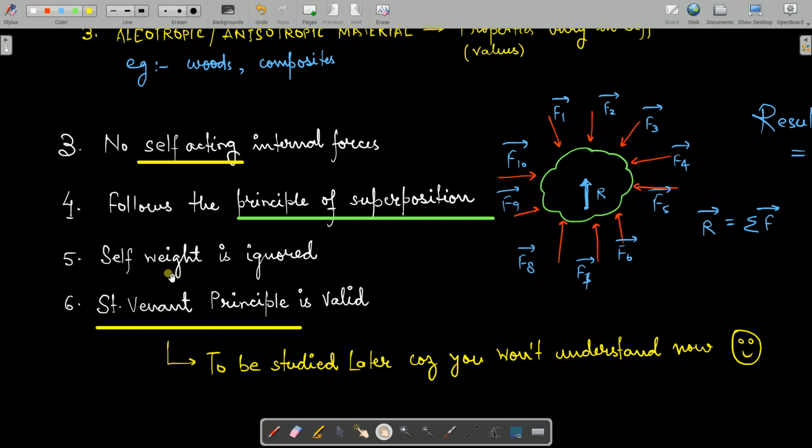Fifth assumption: the self weight is ignored. Here we don't consider gravity considerations. If we consider them, then we are going to convert this subject into engineering mechanics. That is why that branch has been kept totally different from this particular branch of engineering. So here you don't have to consider the self weight of the body.